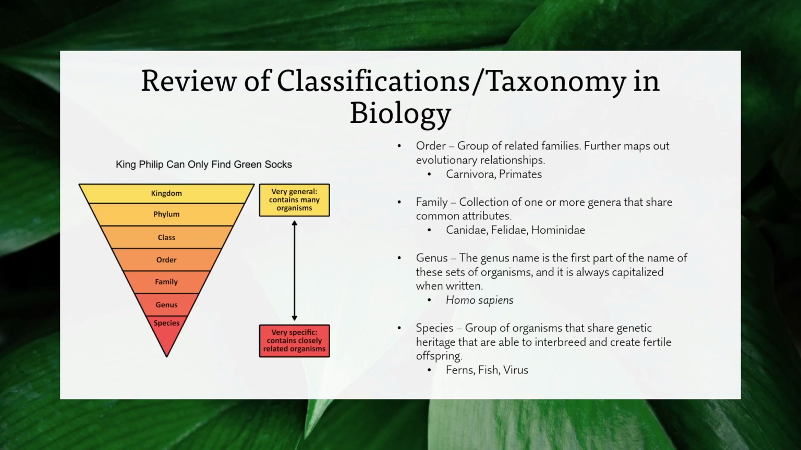Okay, turn our attention back over to the left side, over to our graphic. You're probably wondering, how in the world can I remember the organization here? Well, they provide a very nice saying that will help us remember it. So King standing for kingdom, Philip, phylum, Can for class, Only for order, Find for family, Green for genus, and Socks for species. So King Philip Can Only Find Green Socks.